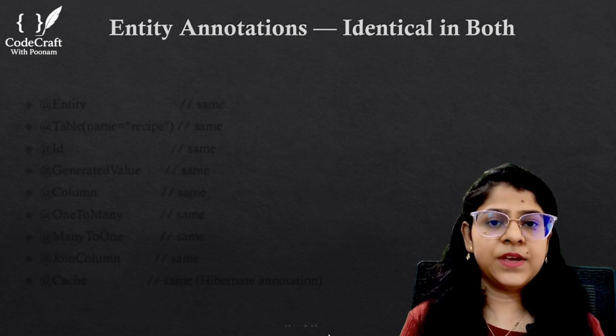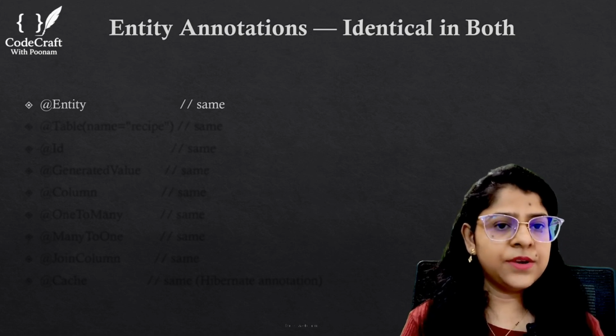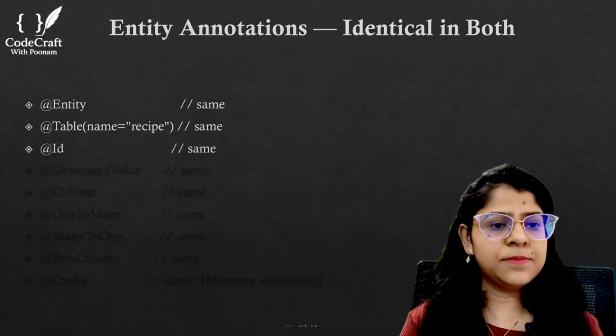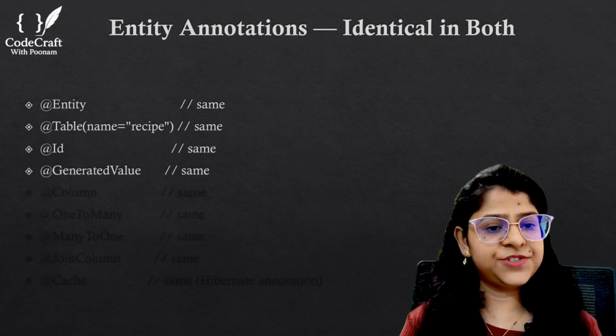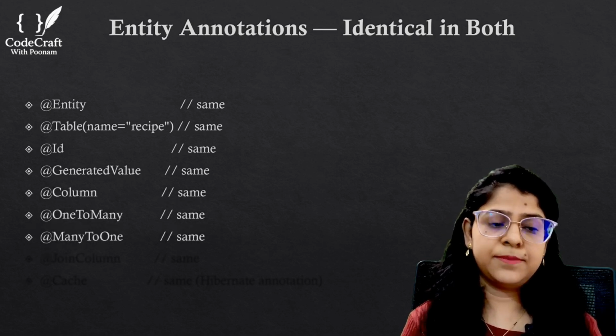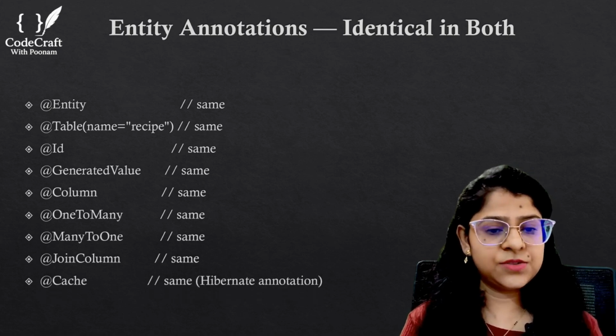Here you see, that is @Entity, which is same. And @Table, this is also same. @Id, @GeneratedValue, @Column, @OneToMany, @ManyToOne, @JoinColumn, and @Cache.